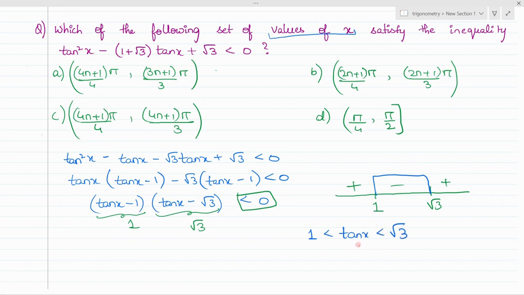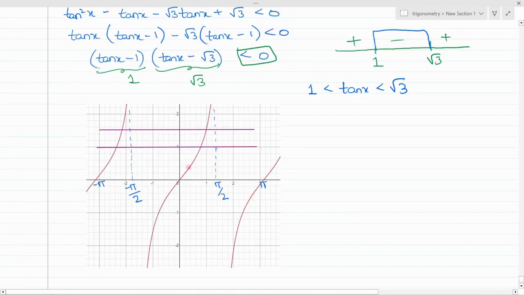Now we need to solve this expression using the tan x graph. So this is the tan x graph in which tan 0 is 0 and tan pi by 2 is undefined. So here this is the value 1 and here it is root 3. So now we need to consider this portion, because tan lies between 1 and root 3 over here. If you observe carefully, in the tan x graph, the period of tan x will be pi, because the cycle is going to repeat after every multiple of pi. So this is the reason the period of tan x is pi.